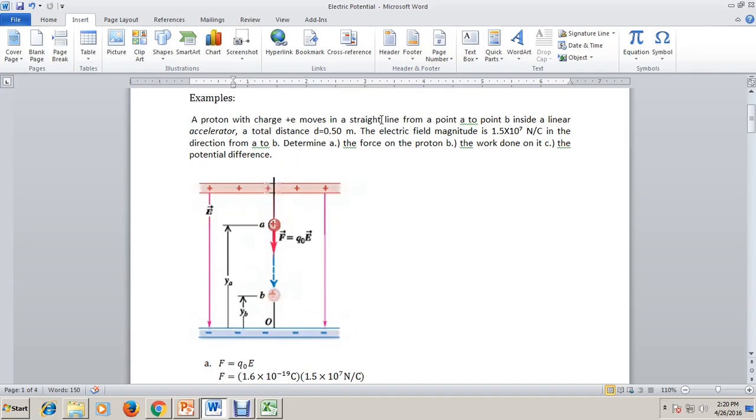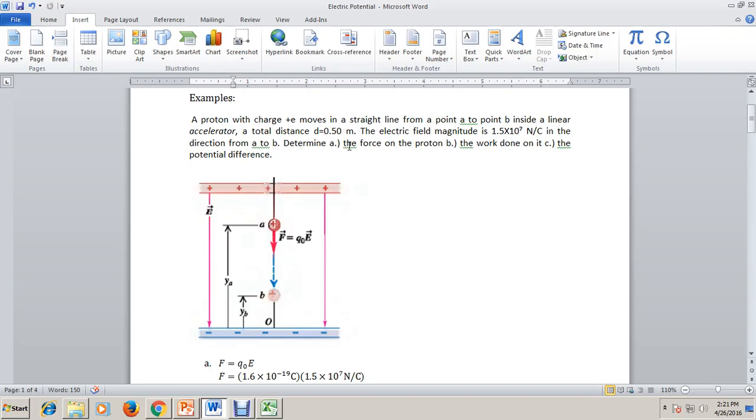So just like what was described in the problem, you have two metal plates, the upper plate and the lower plate. The upper plate is positively charged. The lower plate is negatively charged. The strength of the electric field in between the two plates is given by 1.5 times 10 to the 7 newton per coulomb. And you have a proton, which is positively charged, of course, traveling from point A to point B, and the distance in between point A and point B is 0.5 meters.